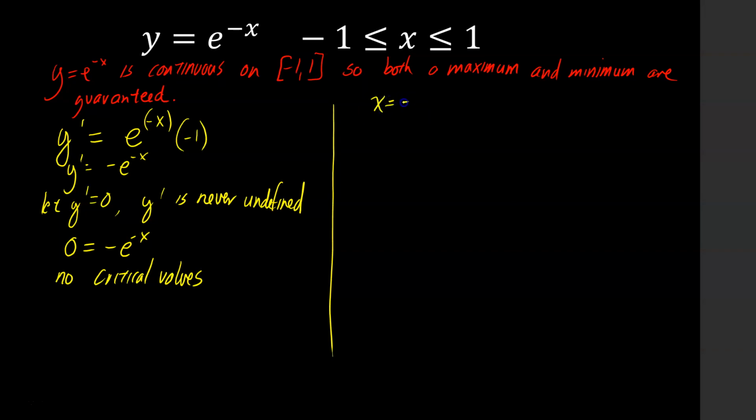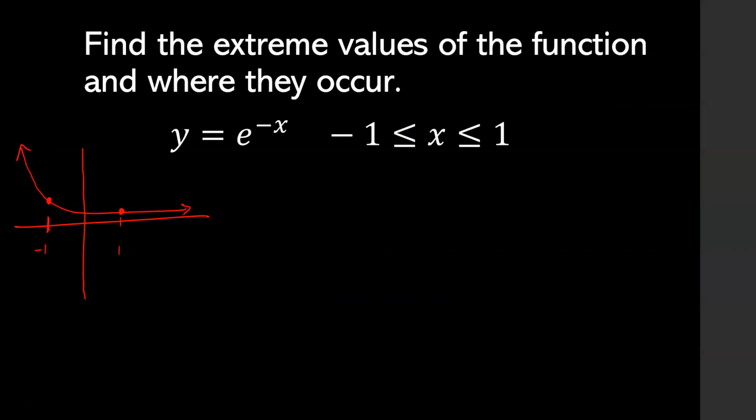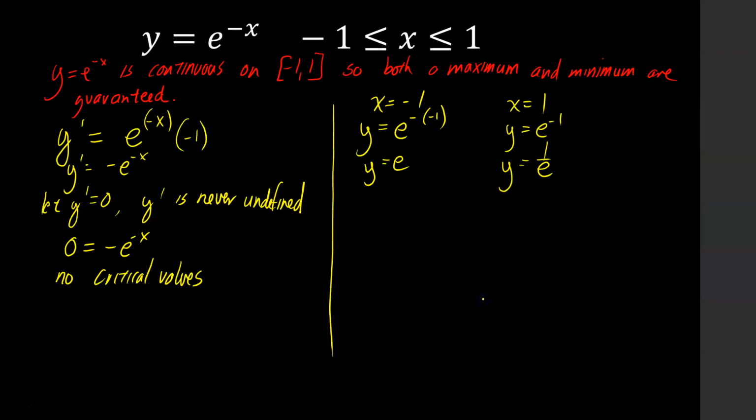So let's see, x equals -1, y equals e to the -1... y equals e, about 2.7. x equals 1, y equals e to the -1, y equals 1 over e, you could say about 1/3. So now we could fill these in. 1 over e, -1, e. So let's make sure to write our answers correctly.